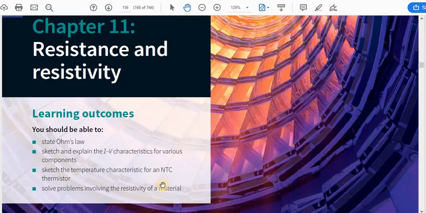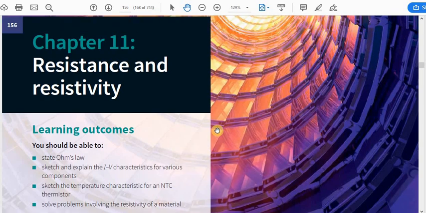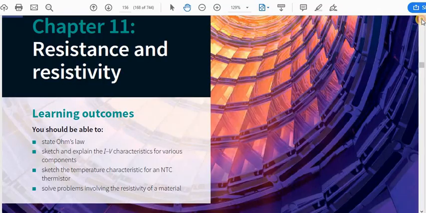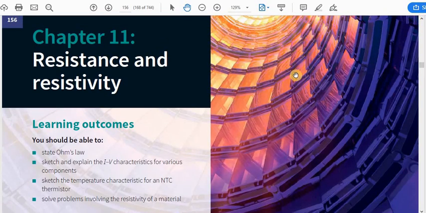We also have PTC thermistors, that is positive temperature coefficient thermistors. Now for your O-level class, so far you have got questions involving NTC thermistors, where the resistance decreases with increasing temperature, or resistance increases with decreasing temperature. Okay, so when one quantity increases, the other quantity decreases, or when one quantity decreases, the other quantity increases. That is NTC, negative temperature coefficient thermistor.